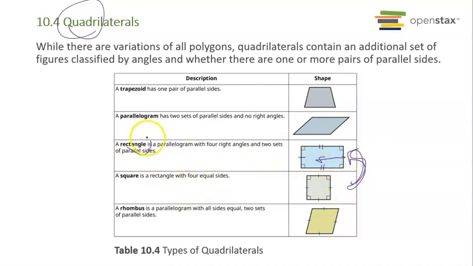If you take your rectangle and push it over a little bit, you get a parallelogram. So it's like a slanty rectangle. And a rhombus is like a square that got pushed over, a slanty square, right? It's just pushed over a little bit.